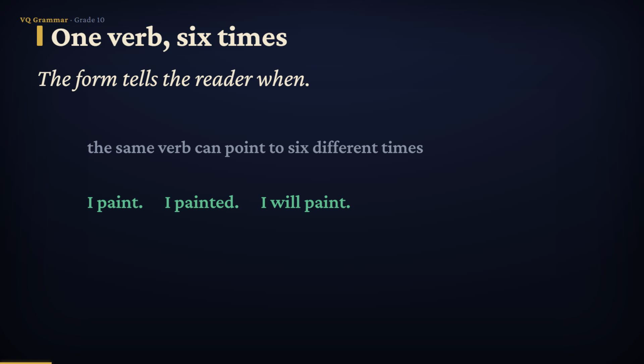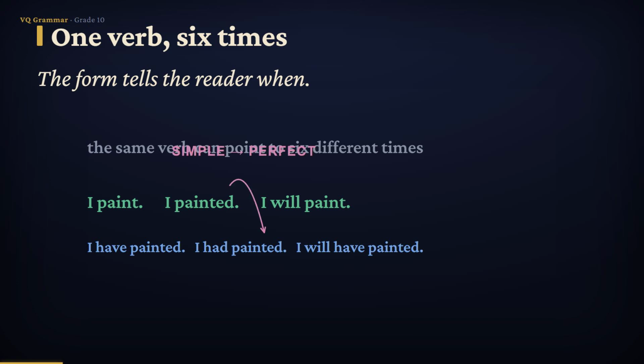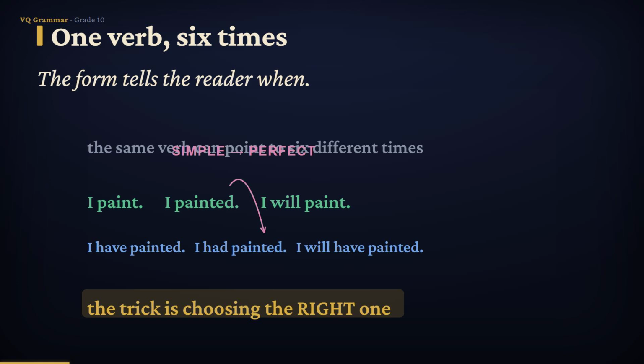Now listen to the other 3. I have painted, I had painted, I will have painted. Those are the perfect tenses. 6 forms, 1 verb, 6 different moments. And the trick is choosing the right one for the moment you actually mean.